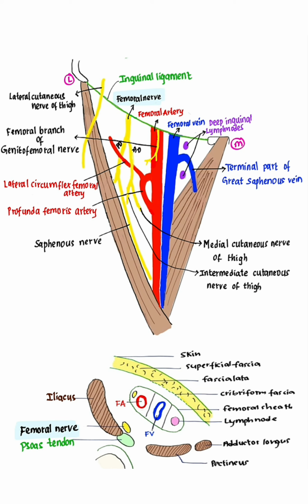Deep inguinal lymph nodes. They are usually three in number. The lowest one lies below the junction of great saphenous vein and femoral vein. The middle one lies within the femoral canal, Cloquet's lymph node or Rosenmuller's lymph node. The highest one lies in the femoral ring. Femoral branch of genitofemoral nerve lies in the lateral compartment of the femoral sheath along with femoral artery.